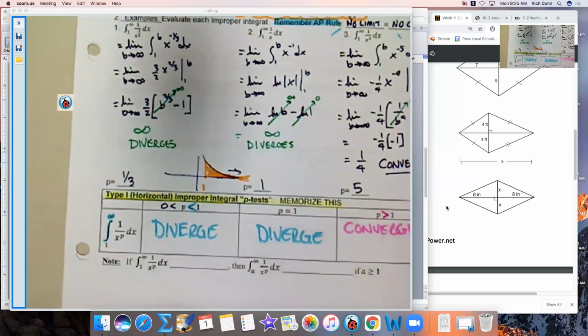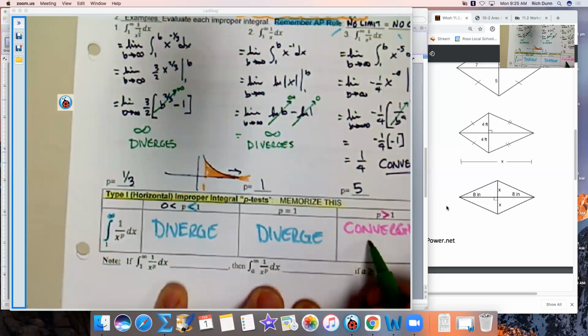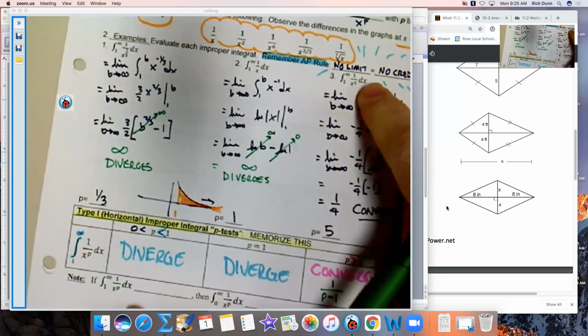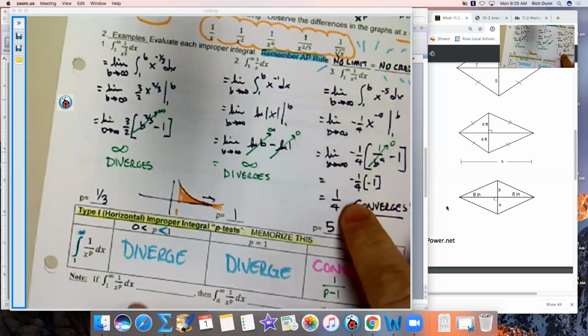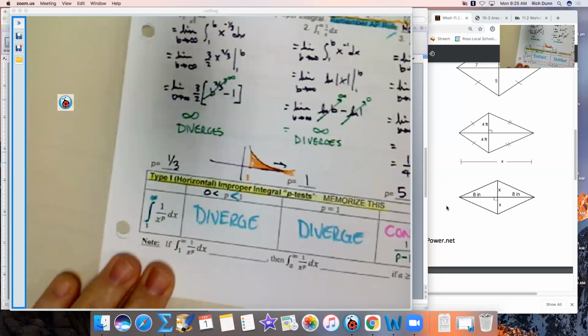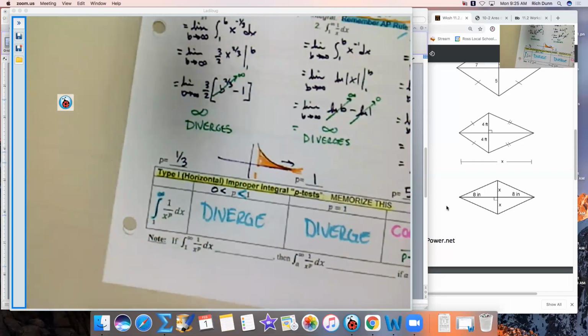And as a matter of fact, we can actually calculate the value that it will converge to. It will always converge to 1 over whatever our p-value is minus 1. Our p-value is 5. It converged to 1 over 5 minus 1, or 1/4. Okay. So again, make sure you kind of see this.